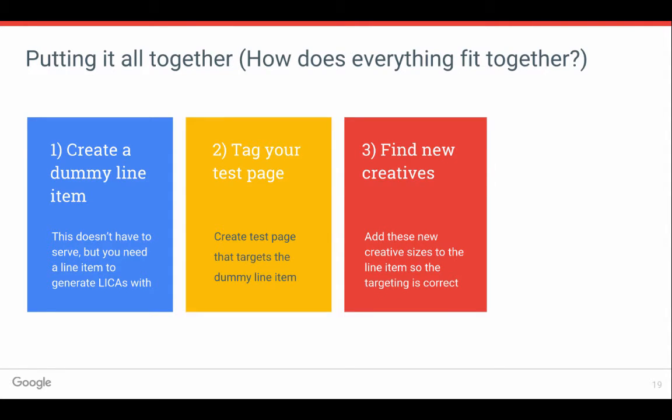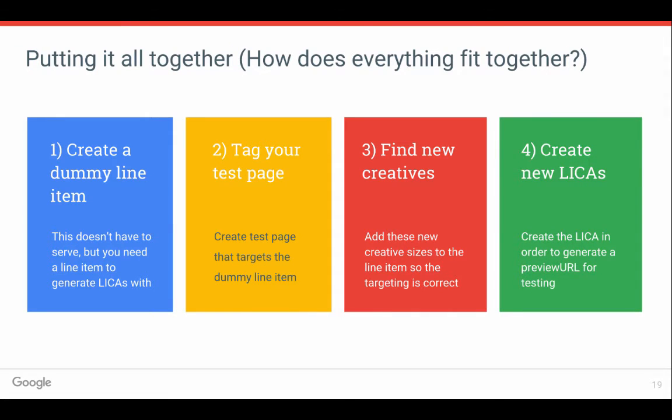The third point, you have to find new creatives. In our case, we didn't want to filter by advertiser, we just wanted to find all creatives that were added to our network. Once you find these creatives, make sure to add the sizes to the line item creative placeholders so the targeting is correct. Otherwise, your LICA won't serve and you can't preview the creative. Lastly, you need to create the LICA. Without creating the LICA, you can't generate the preview URL. So, last step.